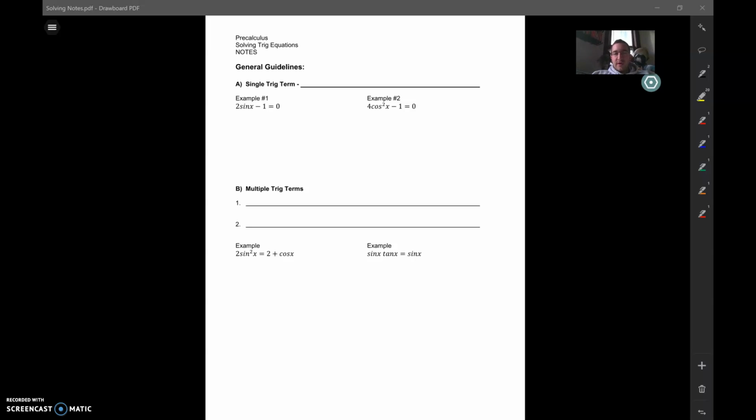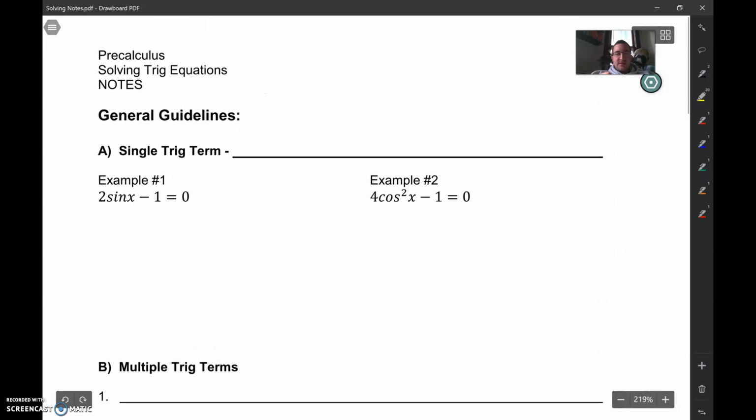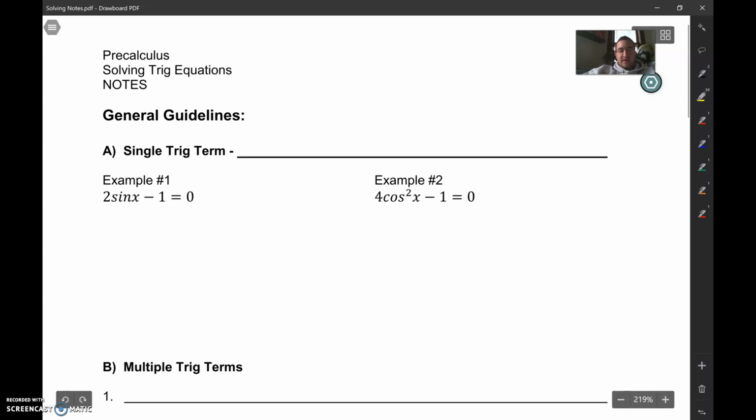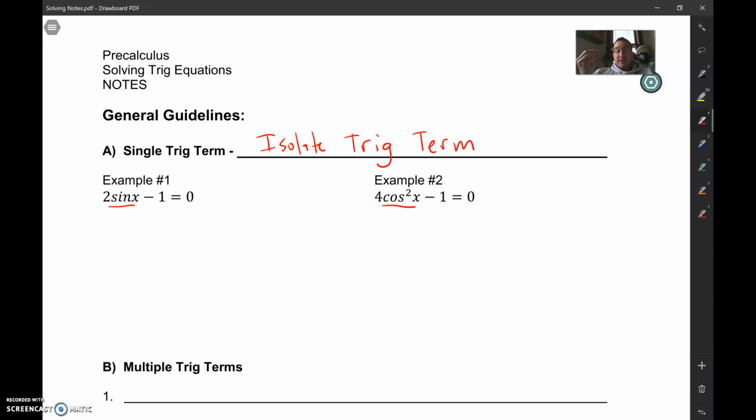Okay, so we're solving equations, and as you can see here in these first two examples, there's one trig term. This first example just has a sine of x. Let me underline it here, and the second example has a cosine. If you ever have just one trig term, then you need to isolate that trig term in the same way that you would isolate the variable x when you're solving an equation. The trig term is the unknown. The trig term is the variable.